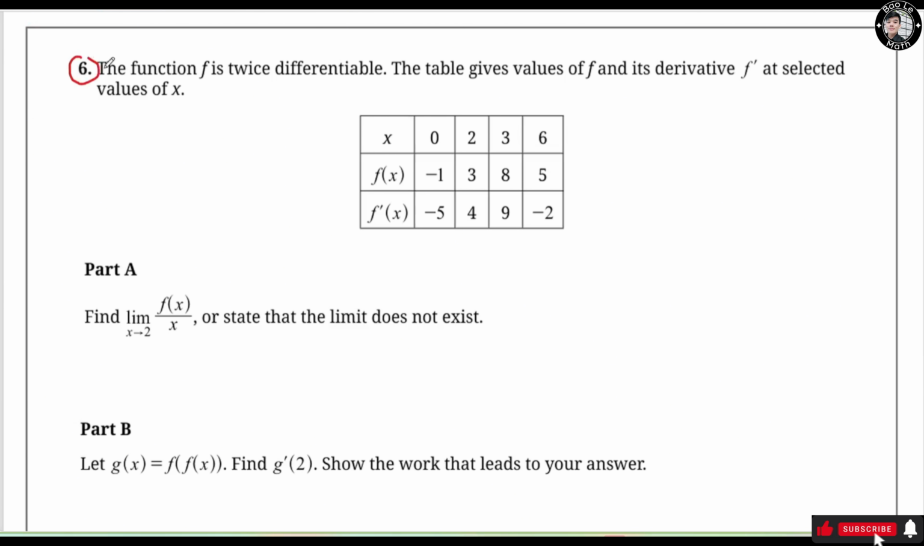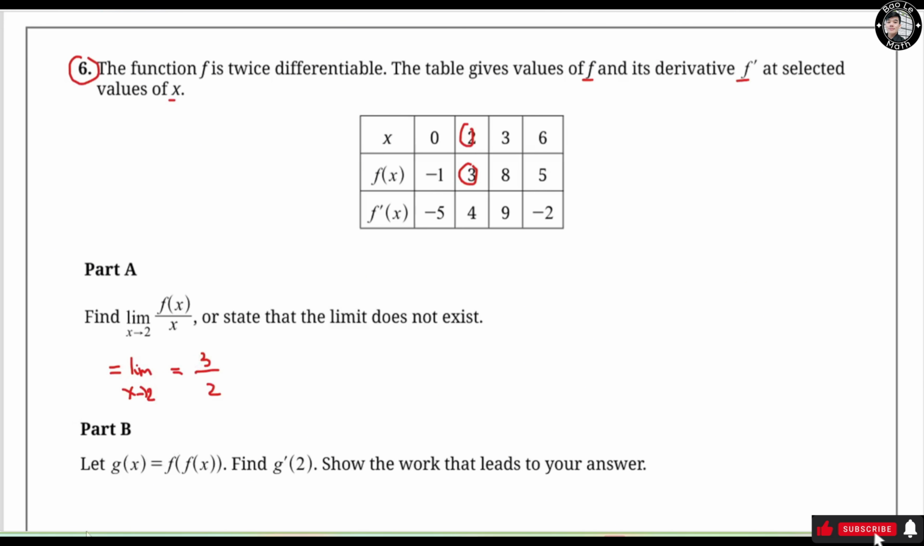Question 6. The function f is twice differentiable. The table gives values of f and its derivative f prime at selected values of x. Question A. Find the limit of f of s over s when s approaches 2, or say that the limit does not exist. Alright, so this is the same thing as the limit when s approaches 2. So when s approaches 2, f of s approaches 3, so it could be 3 over s, s equal 2.